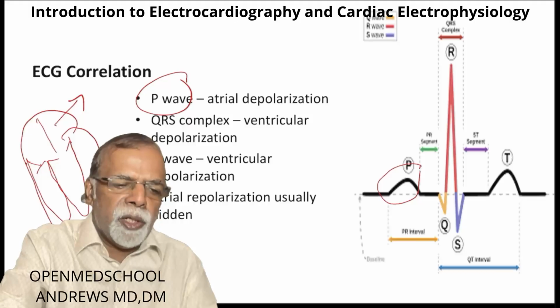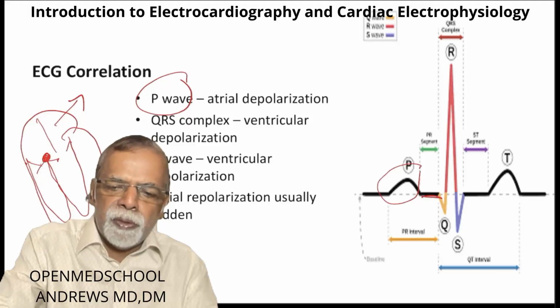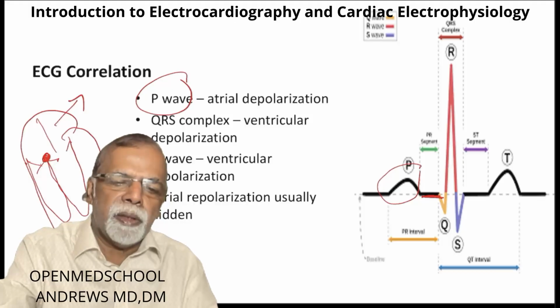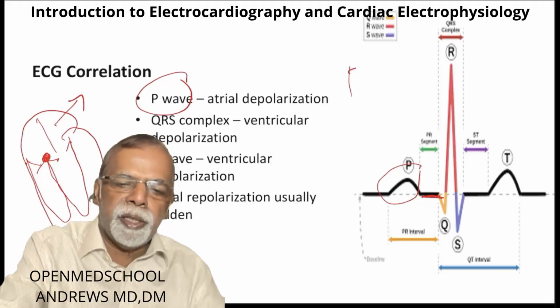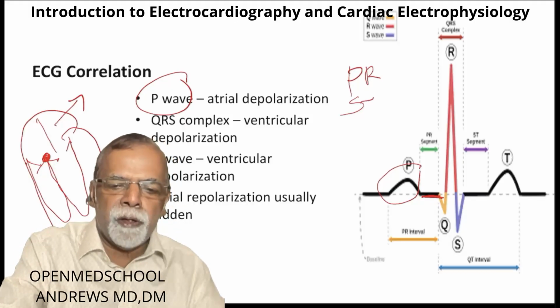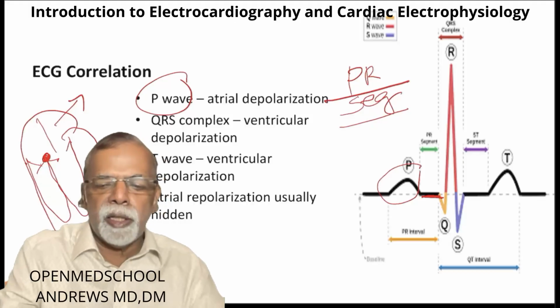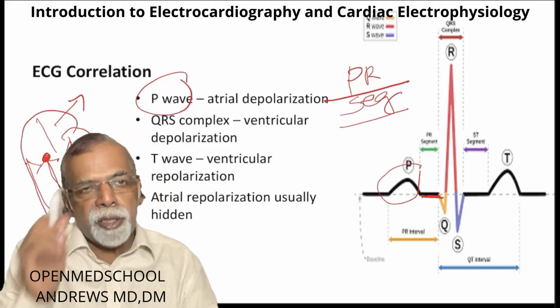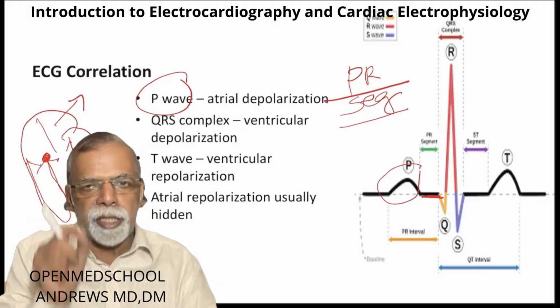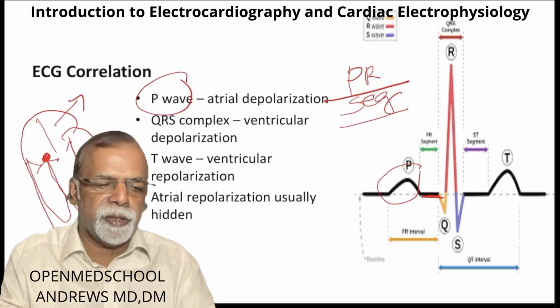So once the atrium is depolarized, there is a delay in the AV node. So there is a silence, and this silence in the electrocardiogram is the PR segment. Don't confuse it with the PR interval. An interval always contains a wave. This is a line segment, so it is electrically silent.